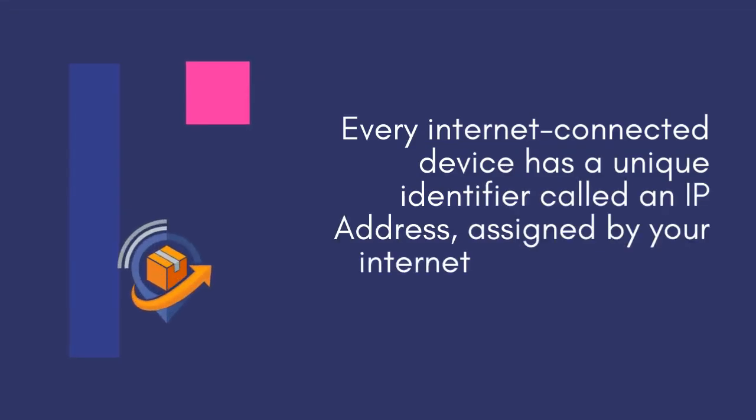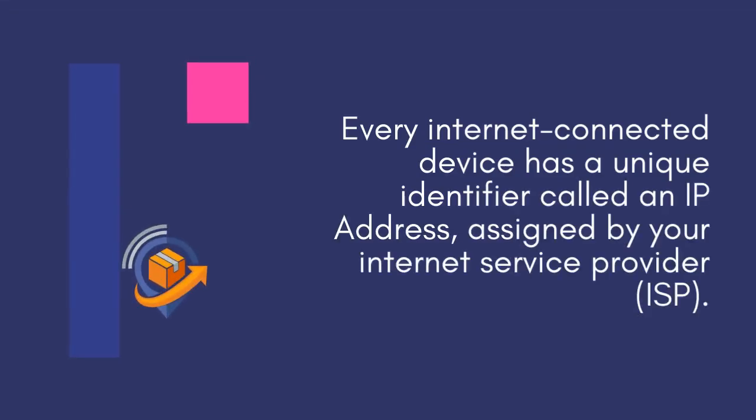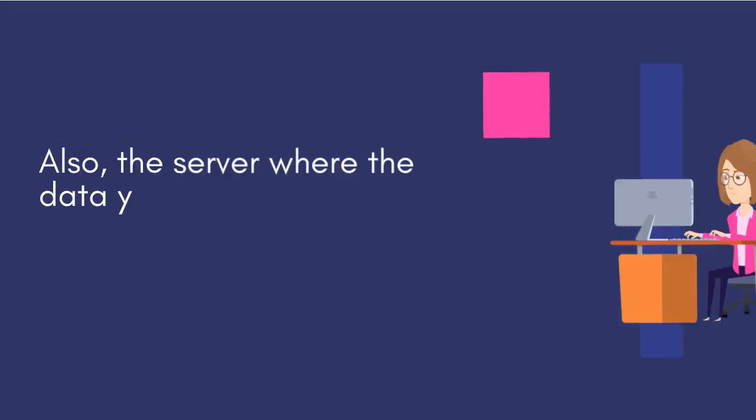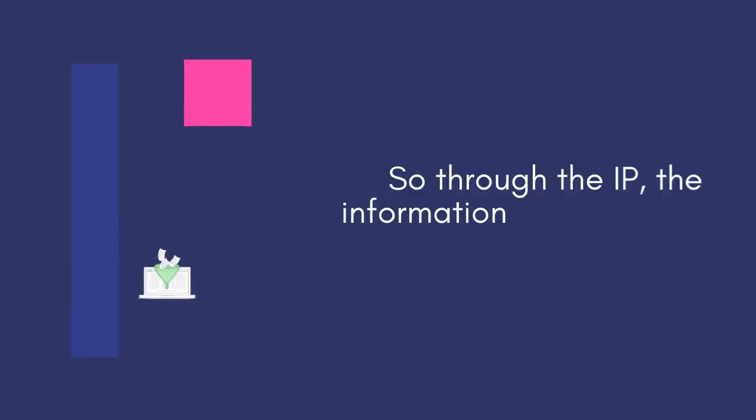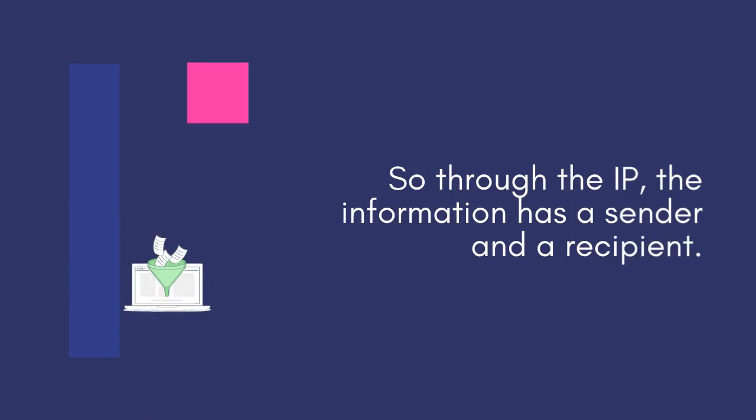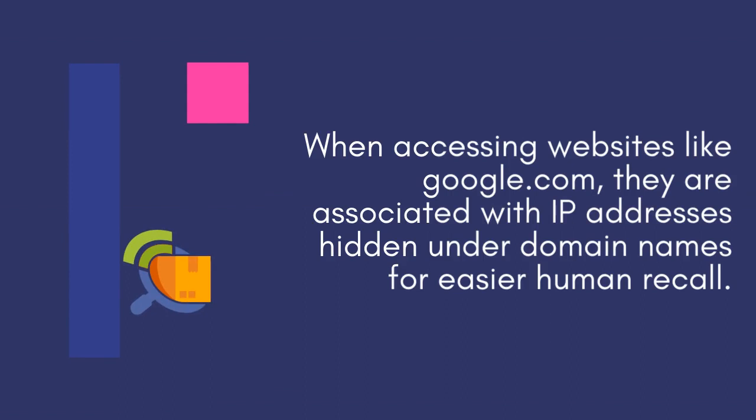Every internet-connected device has a unique identifier called an IP address, assigned by your internet service provider, ISP. Also, the server where the data you want to access is stored also has an IP address. So through the IP, the information has a sender and a recipient. When accessing websites like Google.com, they are associated with IP addresses hidden under domain names for easier human recall.